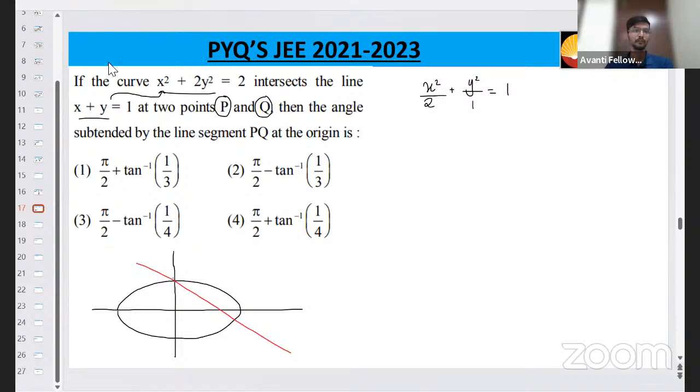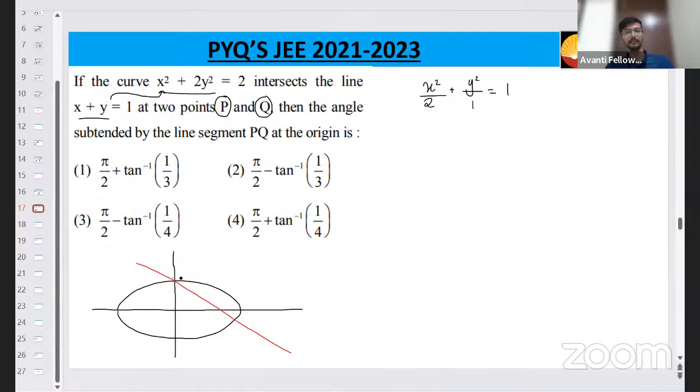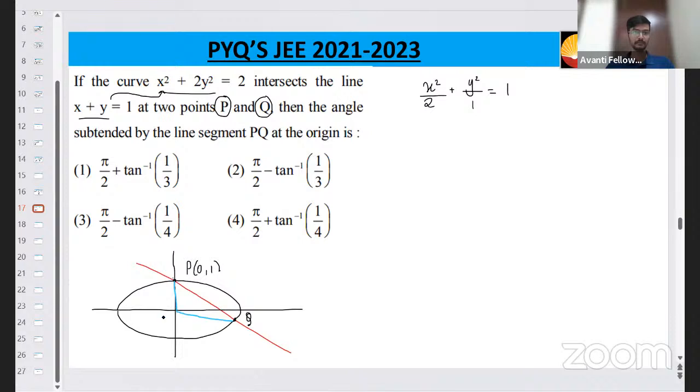Correct. So the coordinates of point P, this is the point where the line intersects the curve, P and Q. Right? And I think we'll get a simpler point, because the point P we already know, which is the vertex of the ellipse, (0, 1). Right? And this is point Q. Now, we have to find the angle subtended by PQ at the origin. That means it will form this triangle OPQ, and we have to find this angle.